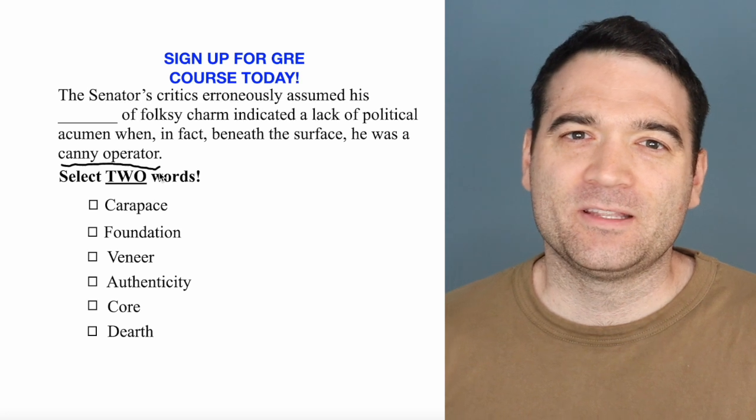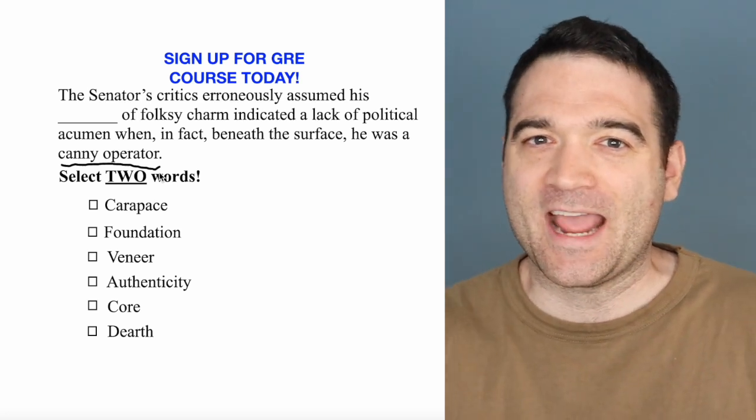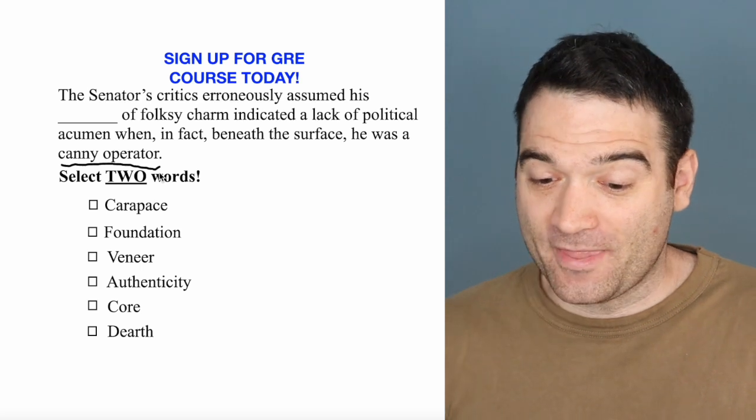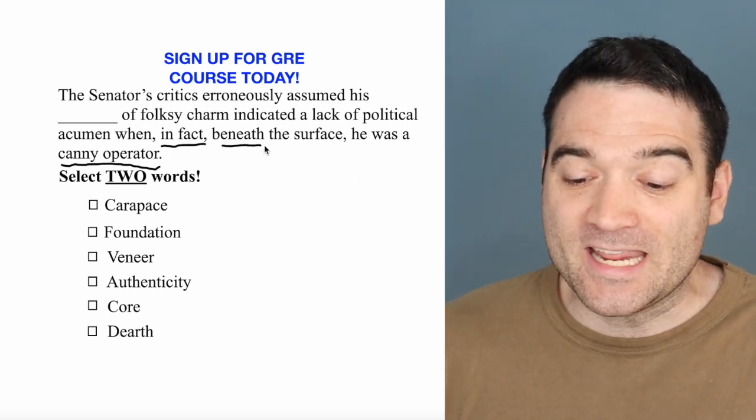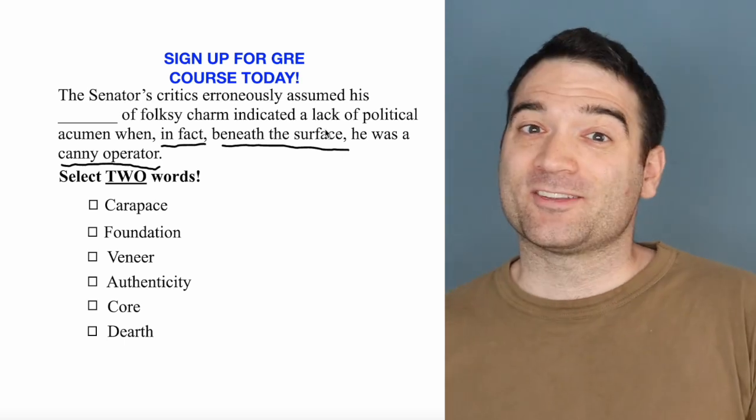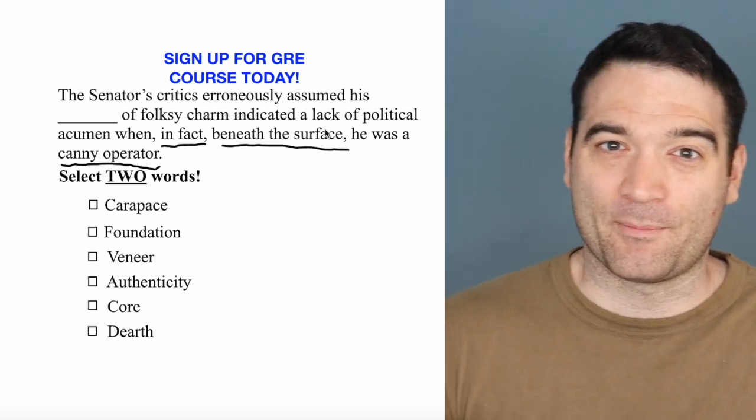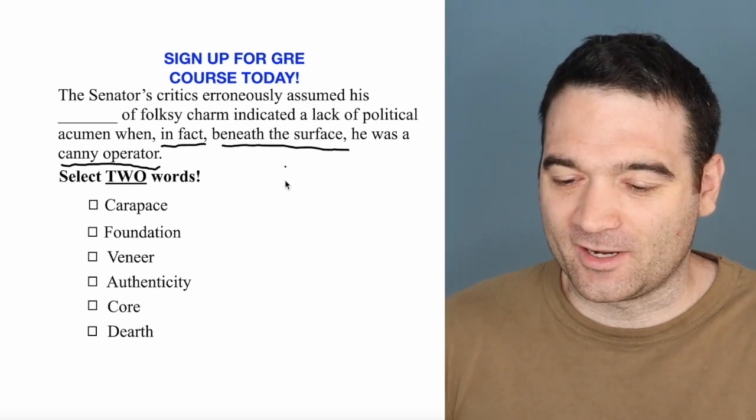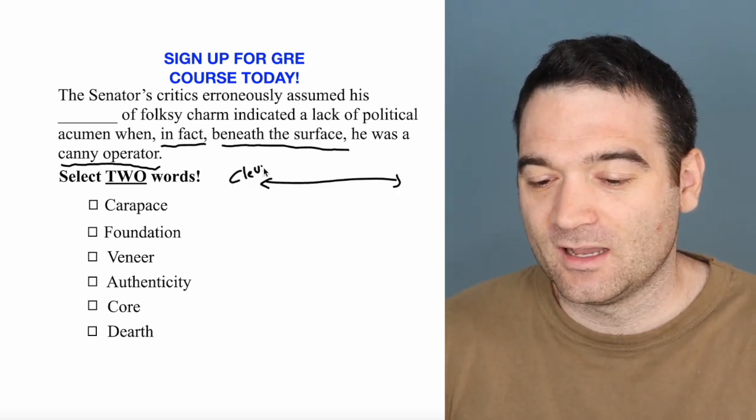What does that mean? It means that he's clever, right? He's smart. He's able to navigate the political landscape. So that is the truth, right? Because that's in fact. And it's beneath the surface. So maybe that tells us on the exterior, he isn't a clever operator. What's the opposite of clever? I like to draw this sort of spectrum out here. If clever's on this side, what's on the other side?